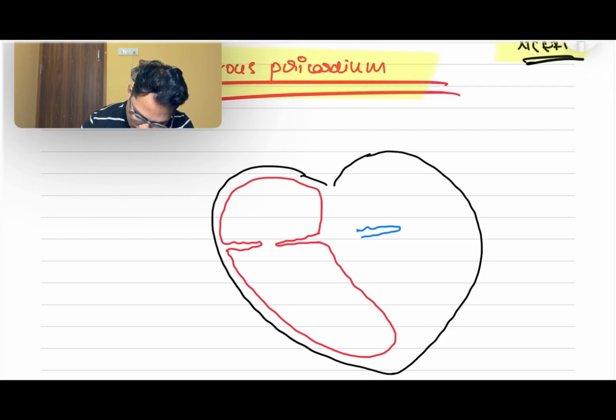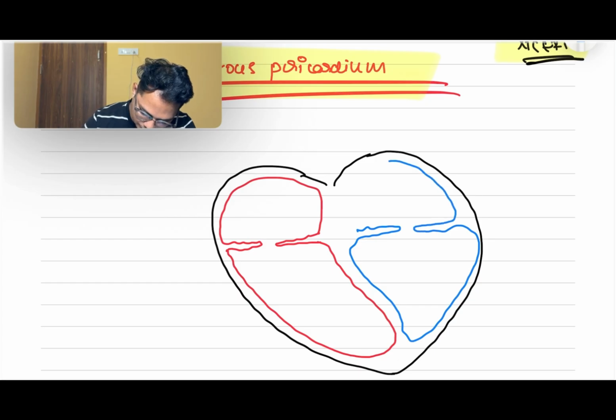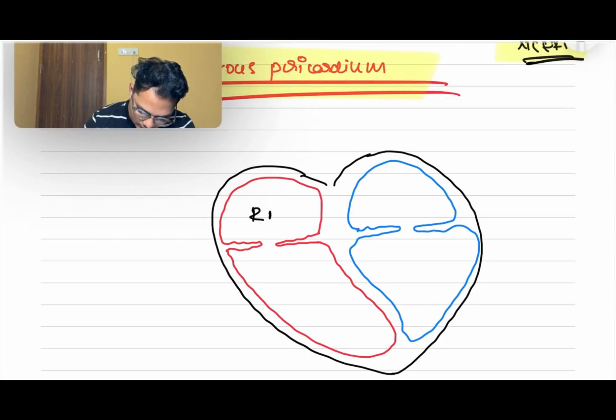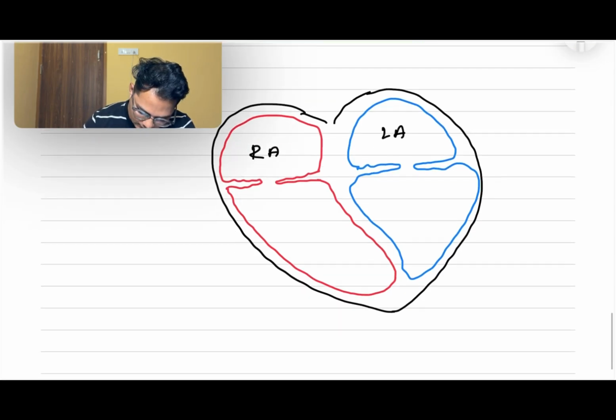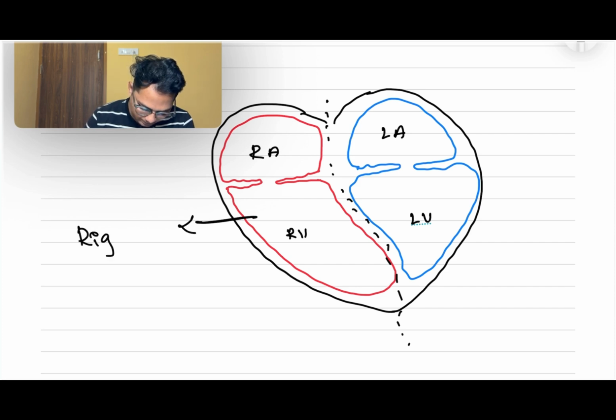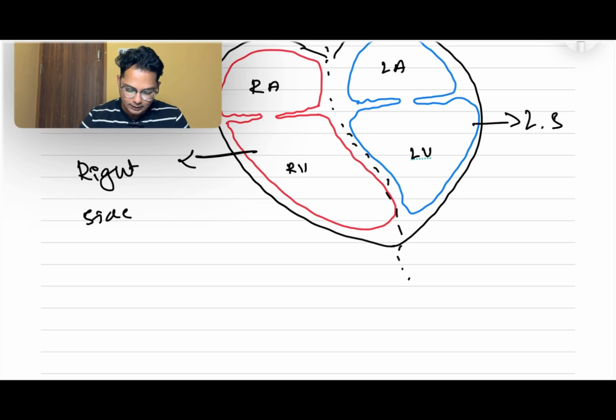And this side, there will be presence of one more ventricle. Okay, now let's label this one. This is right auricle, left auricle, and this is right ventricle, left ventricle. So as you can see here, it is divided into two parts. One is the left half and the second one is the right half. This is the right side and this is the left side.